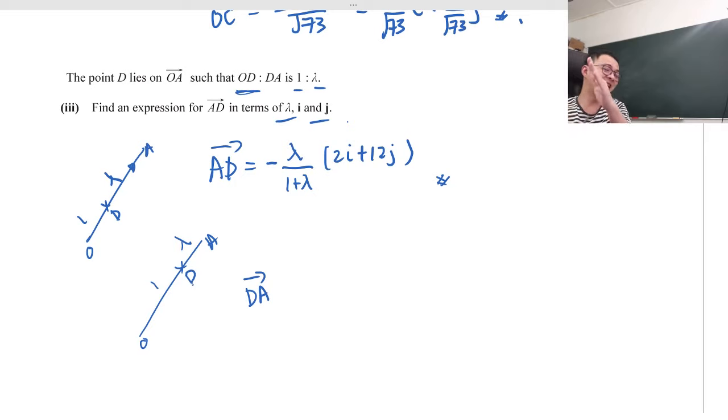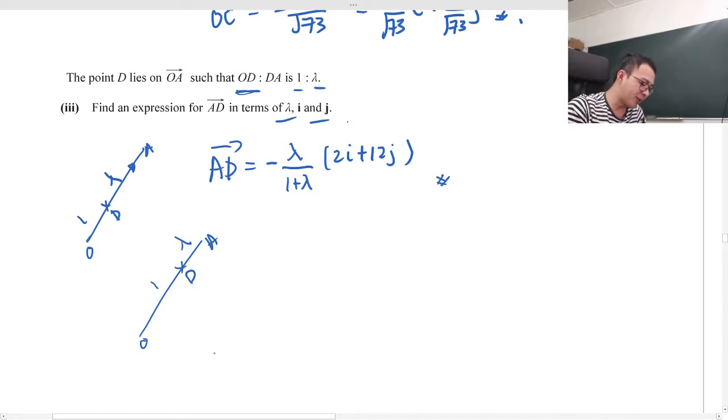So it's something like AO. Because of the opposite direction, you see I add a negative here. Opposite direction, I add a negative. And then the next thing I will do is, for AD, this part actually takes a lambda, right? Lambda out of total.